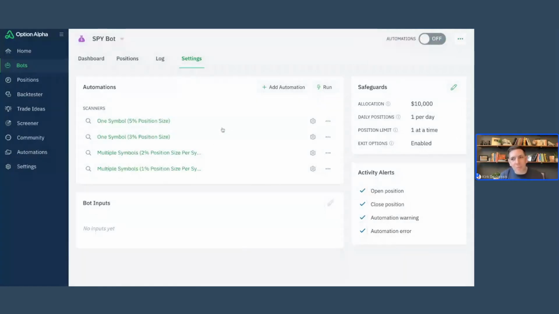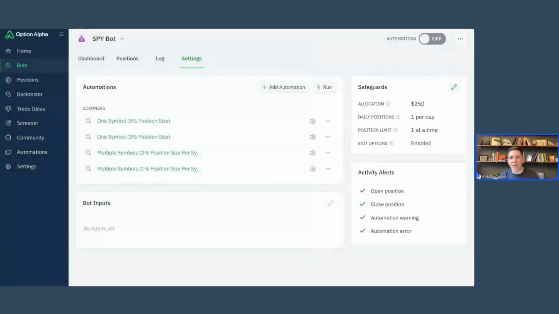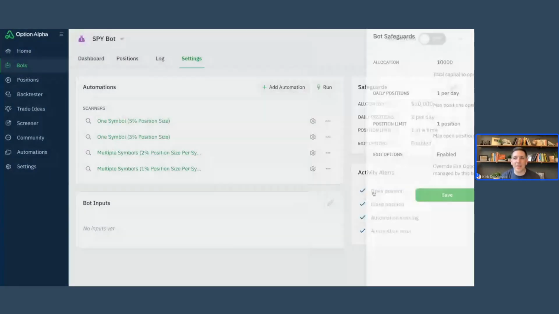You could use a custom input for it if you're really advanced, but I just wanted to show you guys how it works, okay? Let's readjust this allocation down here to $250. Let's go super low, like my allocation for SPY is $250 max. That is it. That's the top of the spectrum. Actually, let me do this. Let's keep it at $10,000.